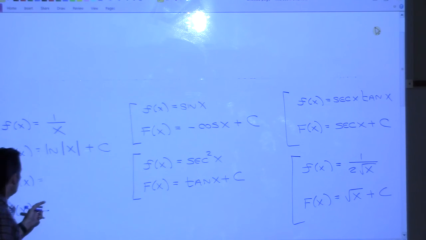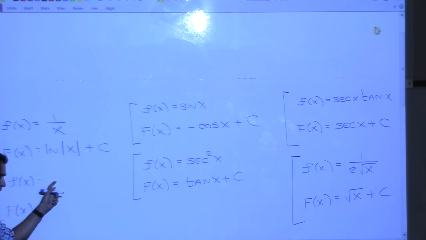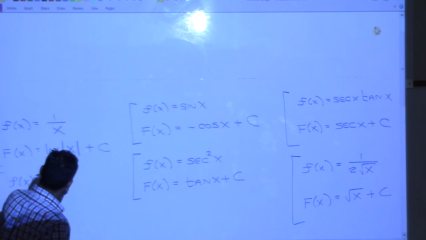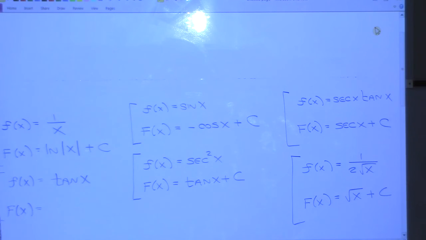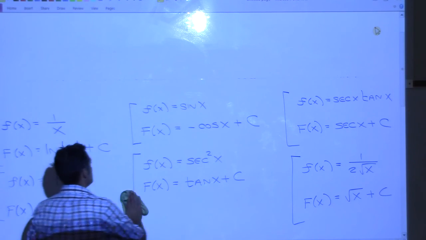So what about this? We know the antiderivative of sine, right? We know the antiderivative of cosine. Do we know the antiderivative of tangent? No, we don't, right? Don't say secant squared x, because that's the derivative. I'm asking, do we know the antiderivative of this? We don't. We never took the derivative of something and got tangent x, did we? Now, would you like to know what it is? I can tell you what it is.